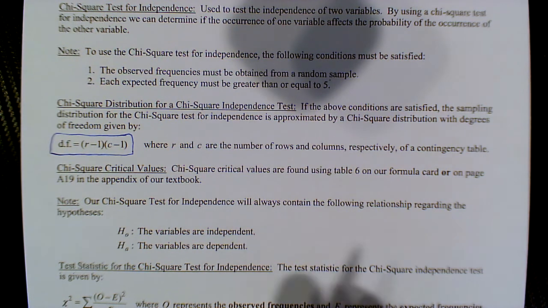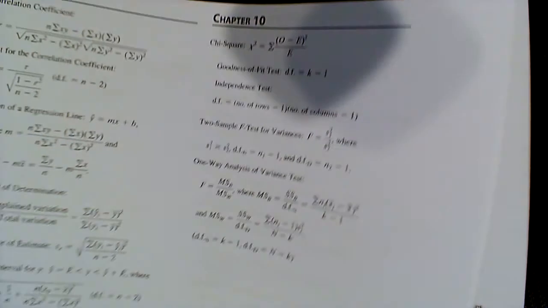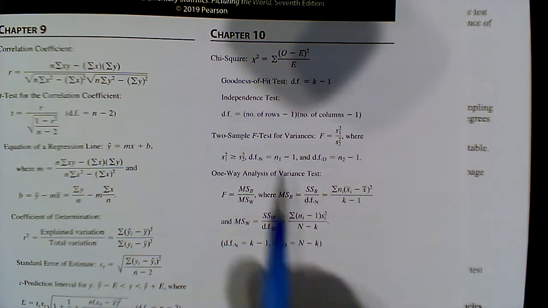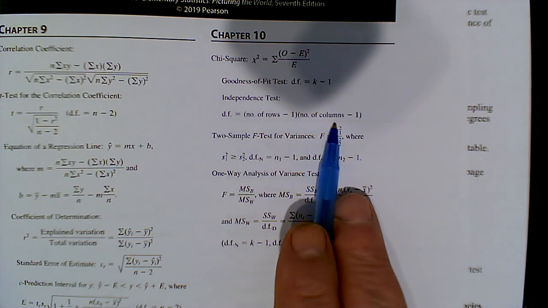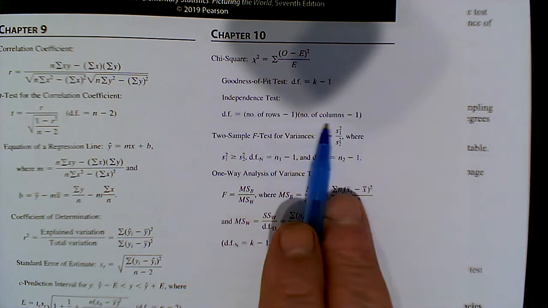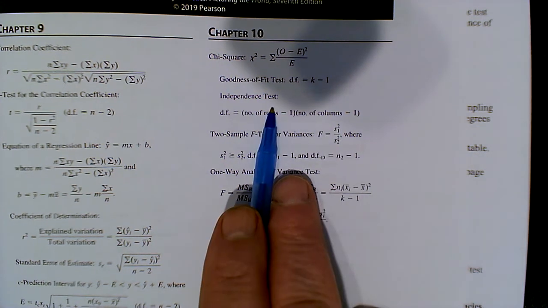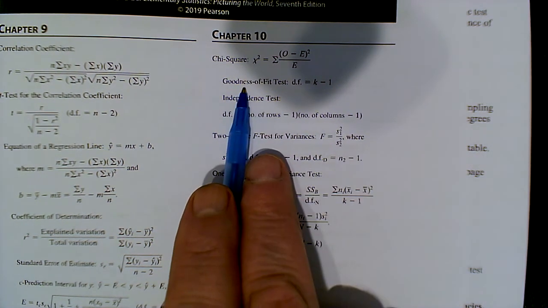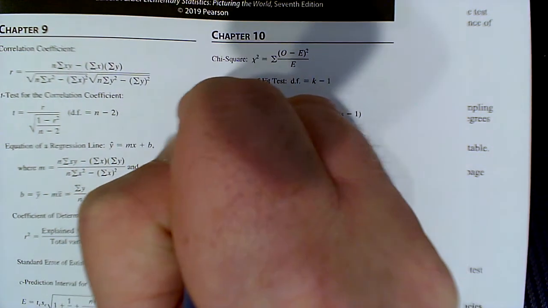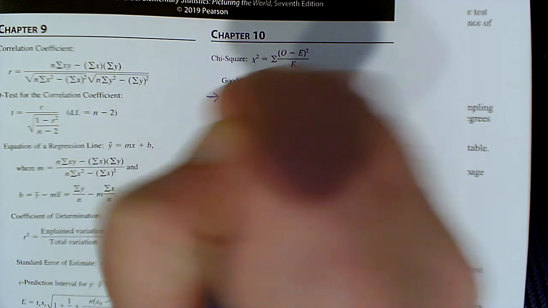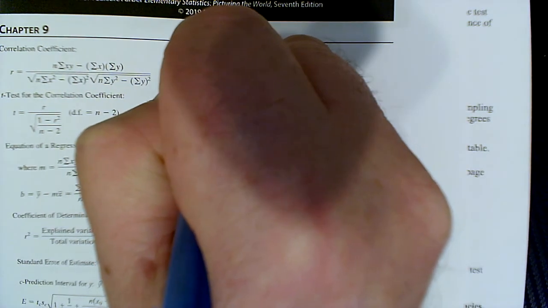And the critical values are found in table 6. First off, before we go there, if you look at the formula sheet under chapter 10, it mentions the degrees of freedom, number of rows minus 1, number of columns minus 1, their product. That's for the independence test. There's what they call a goodness of fit test. We're not concerned about that. We're only concerned about the independence test. And this is our critical value that we're going to be using.